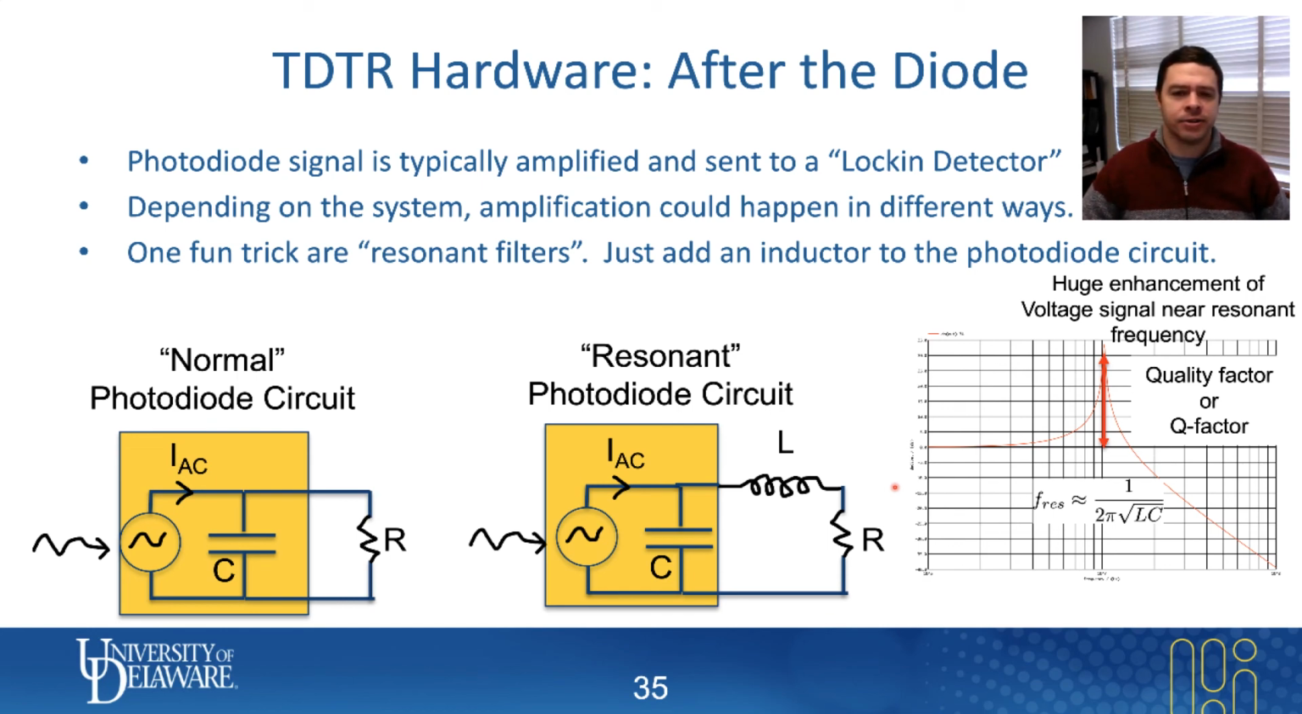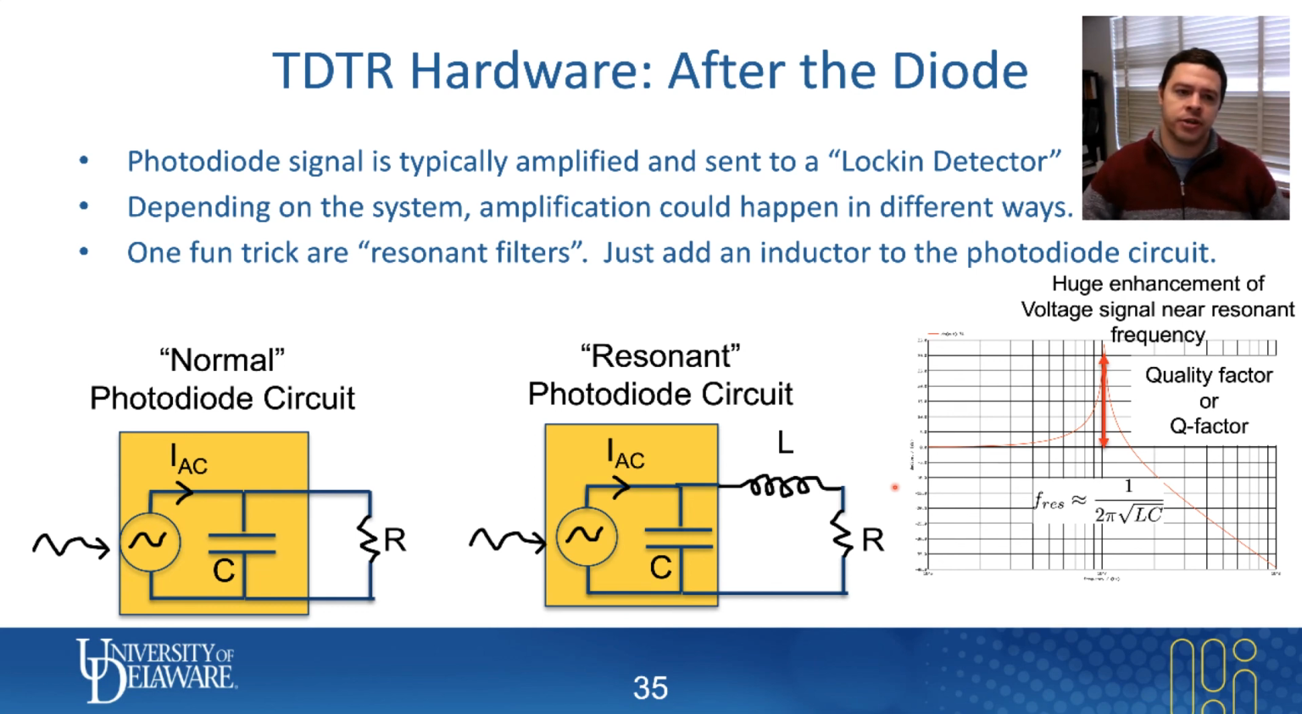The only downside to doing this is that once you have this inductor hooked onto your photodiode, you can only do the experiment at that frequency. And so one of the times when you would not want to do this is if you're going to be changing frequencies all the time.